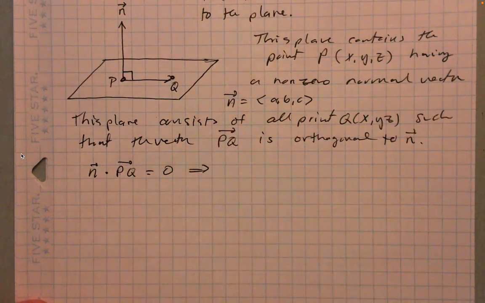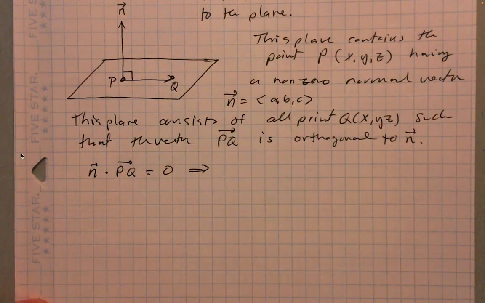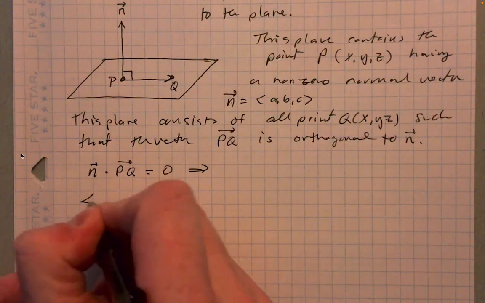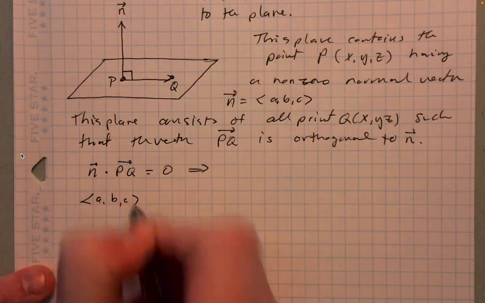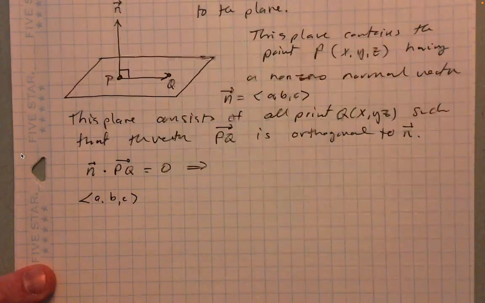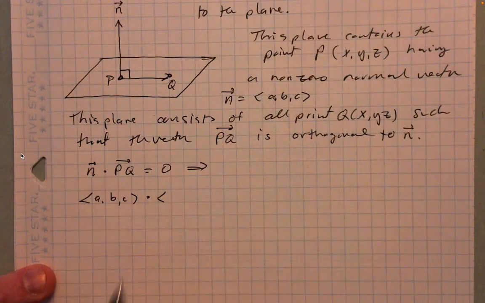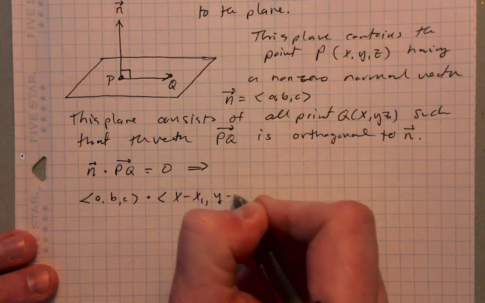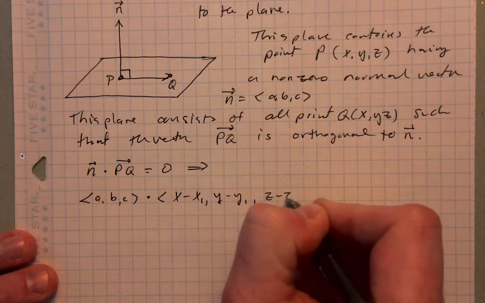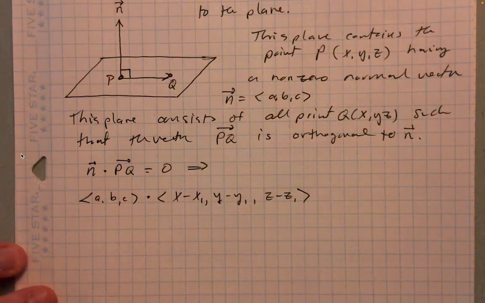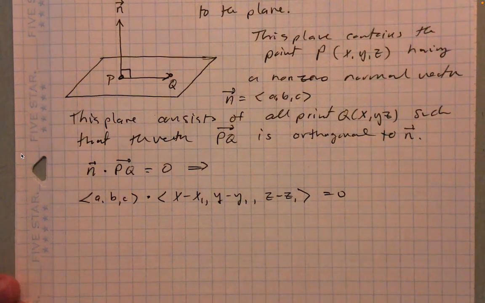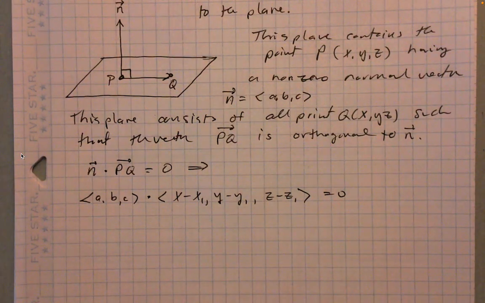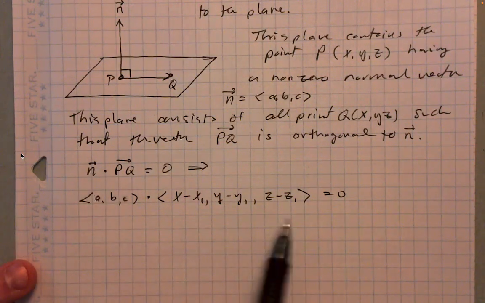Okay, so let's write that out here. What does that mean? Well, that means ABC, that's the normal vector, dotted against PQ, which would be X minus X1, Y minus Y1, Z minus Z1. That's going to have to be equal to 0. Right, so a dot product is a scalar. So this is all fine and dandy to do. I'm just expanding this dot product over here.